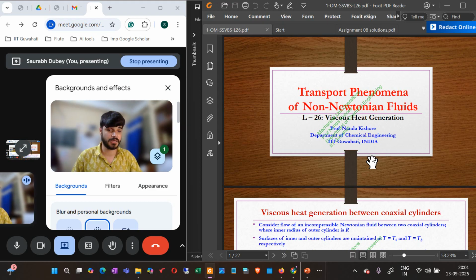So far, we have seen what heat generation is because of the viscous shearing between different layers of the fluid. The molecular friction which is there because of the viscosity gives rise to the local temperature. The origin of it is molecular motion or the friction, right?